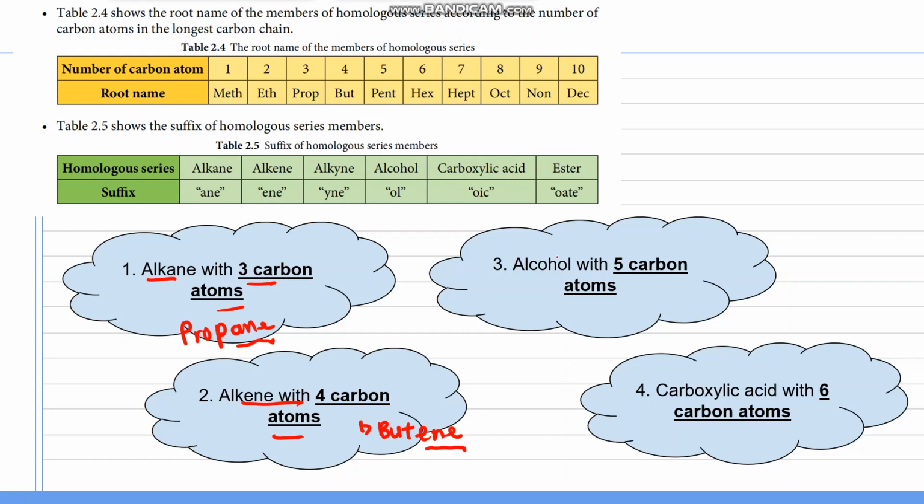And then for question 3, alcohol with 5 carbon atoms. For 5 carbon atoms, the root name is PENT. So for alcohol, I will name it pentanol. The suffix here, as you can see, is OL. And then the last one is question 4, the carboxylic acid with 6 carbon atoms. For 6 carbon atoms, the root name is HEX, and for the carboxylic acid, the suffix ends with OIC. So I'll name it hexanoic acid.